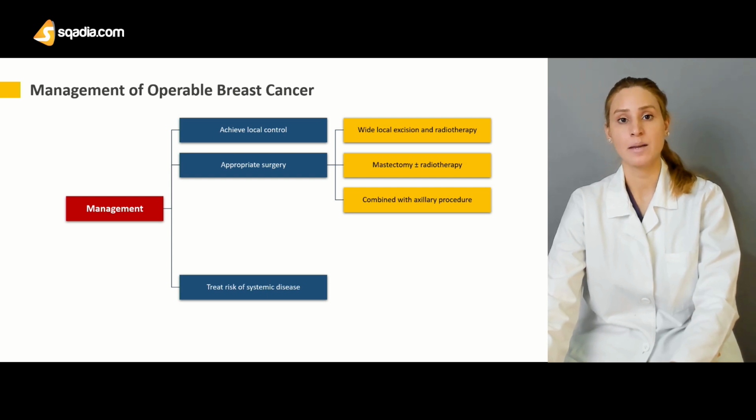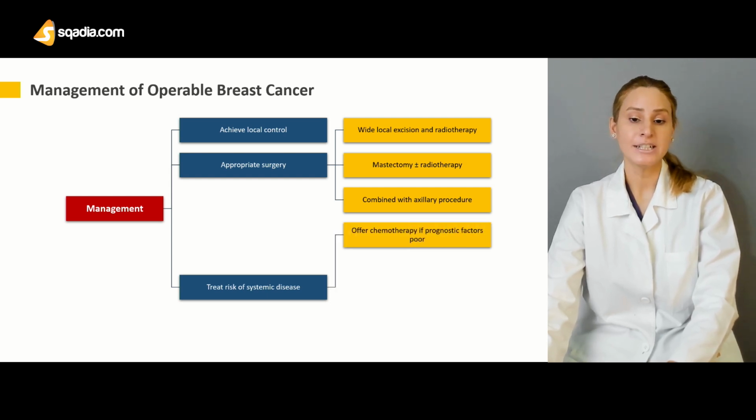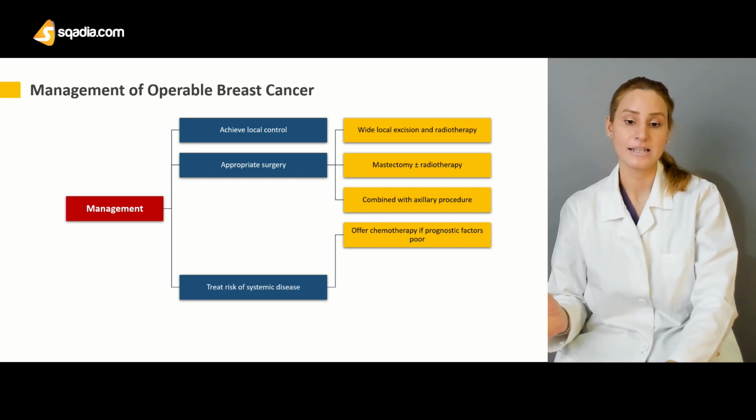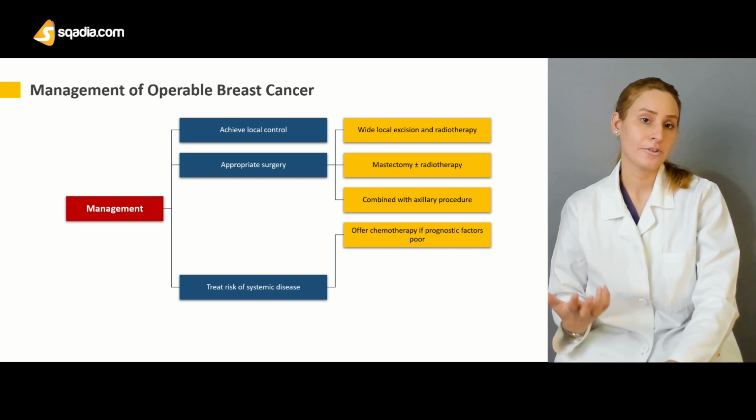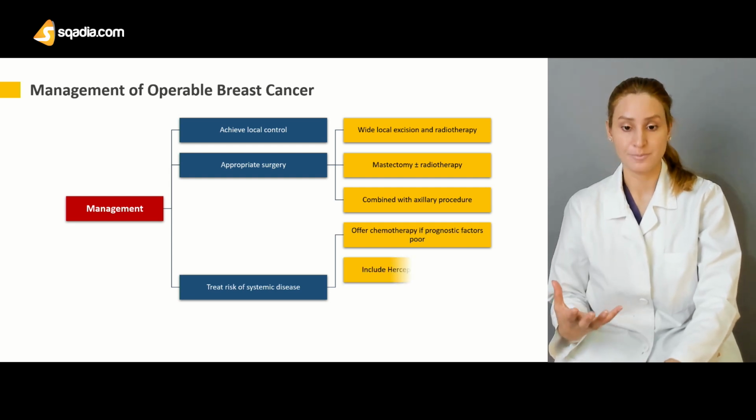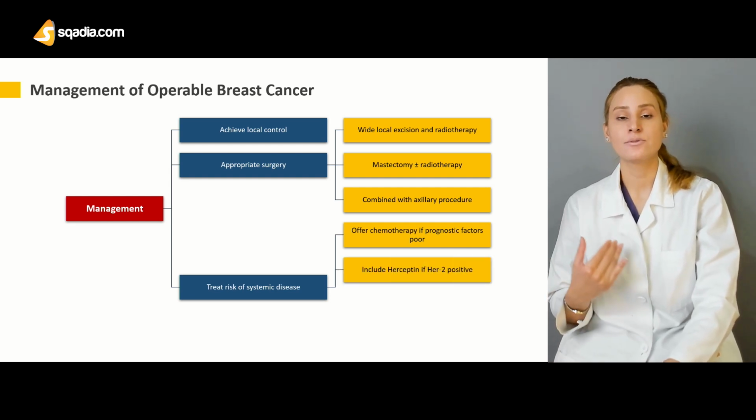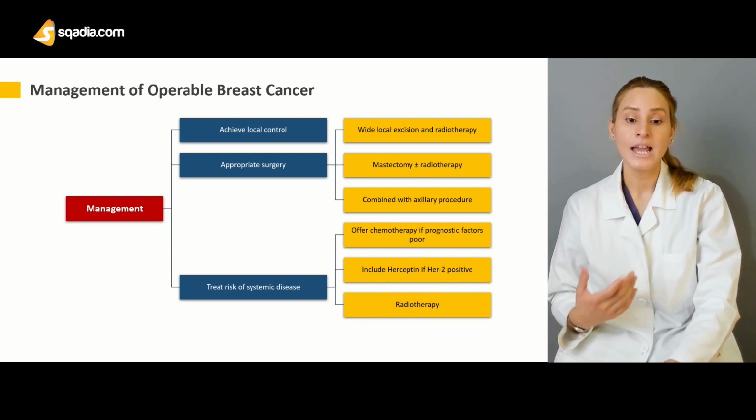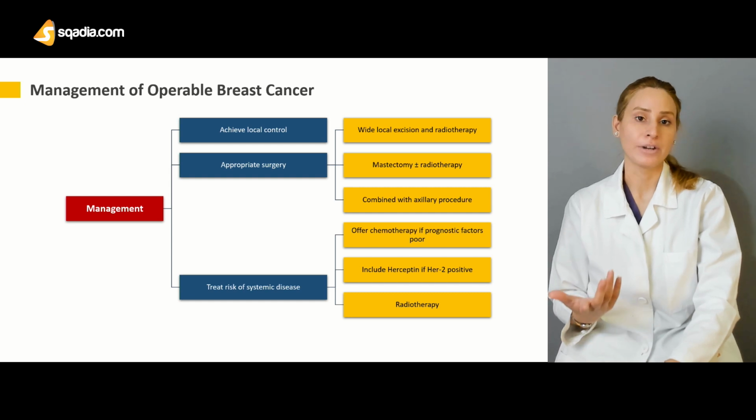Now, if there is a systemic disease, how are you going to treat it? Obviously, the tumor has already metastasized. So you have to offer chemotherapy if prognostic factors are poor, or you have to go for hormonal therapy with Herceptin if the patient is HER2 positive. And the other option is radiotherapy.